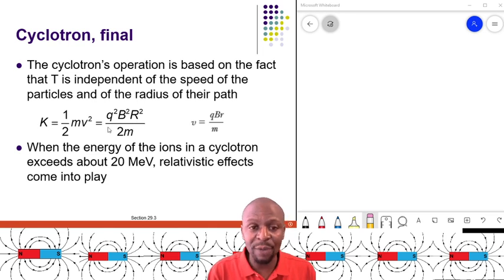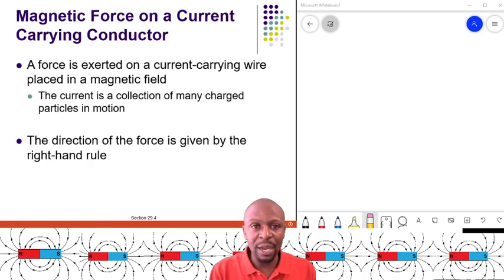Now, that kinetic energy doesn't depend on the velocity. However, I also want to mention that when the energy of the ions in a cyclotron exceeds about 20 mega electron volts, relativistic effects come into account. They need to be taken into account.